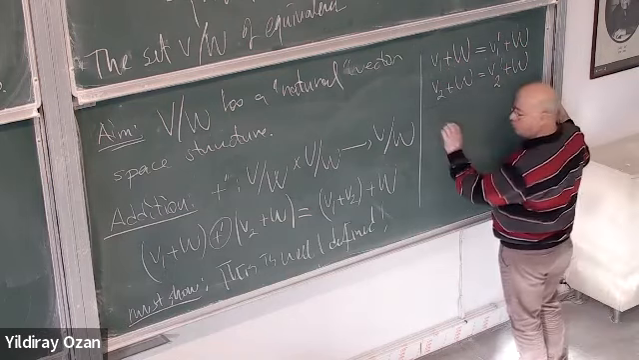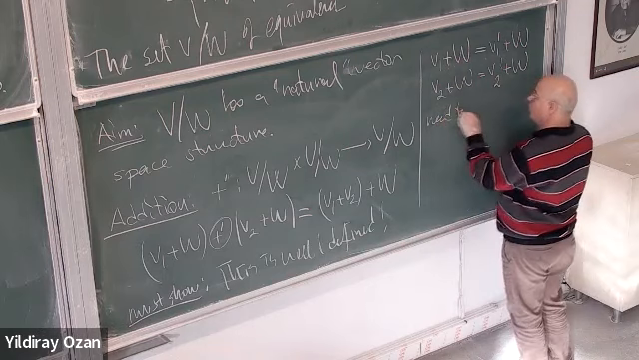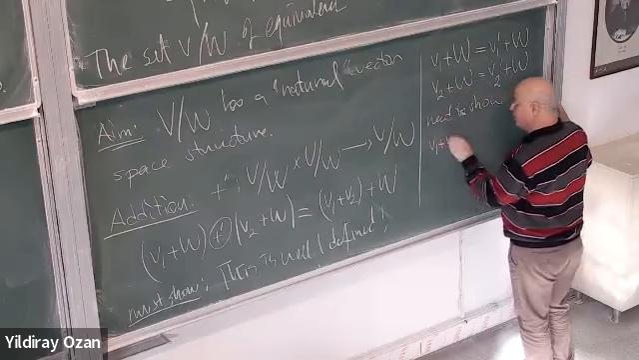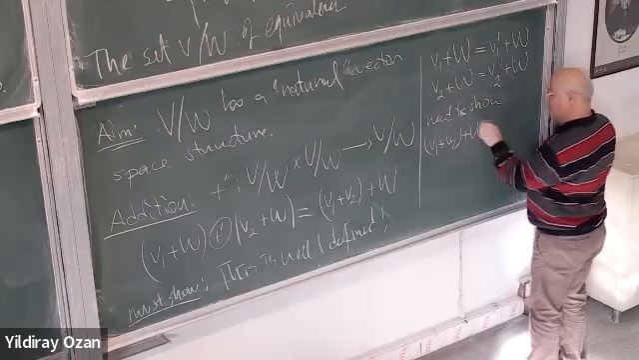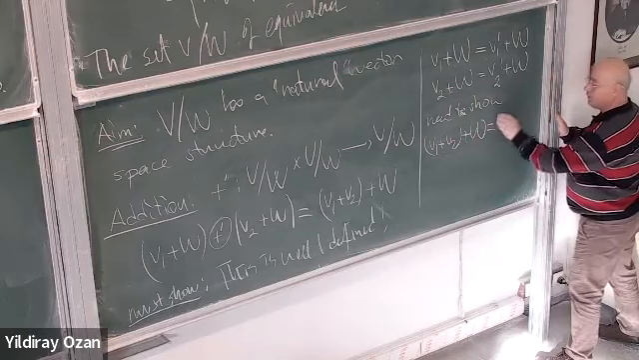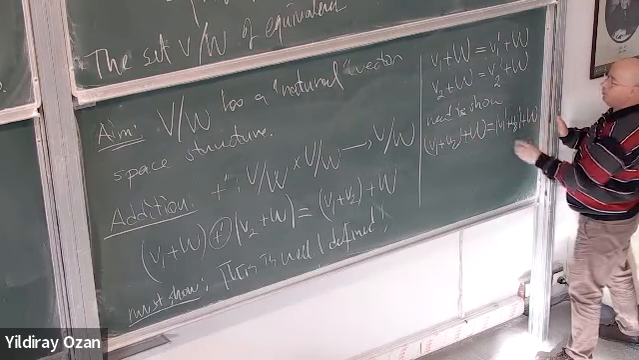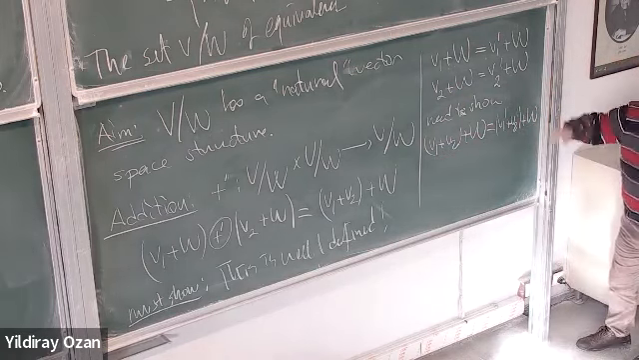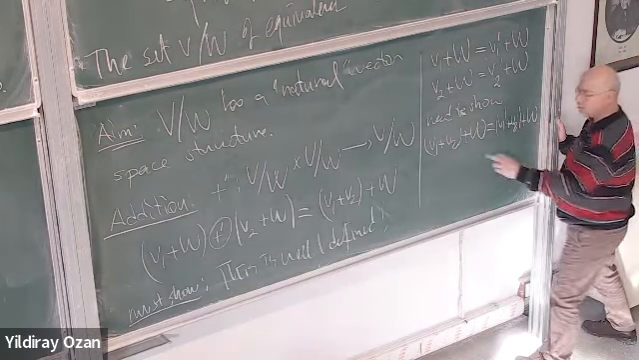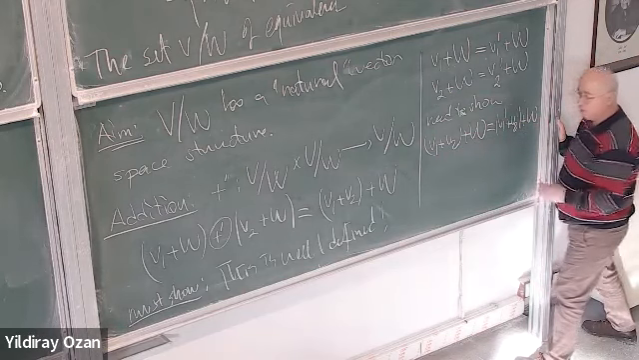So we must show, need to show, that the equivalence class obtained by using this representative is the same as the equivalence class obtained using the second representative. And this means what? This is possible. So these two equivalence classes are the same if and only if what?